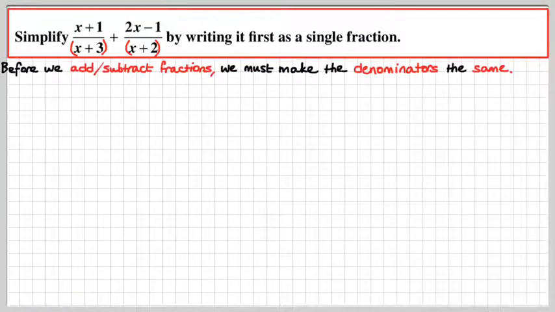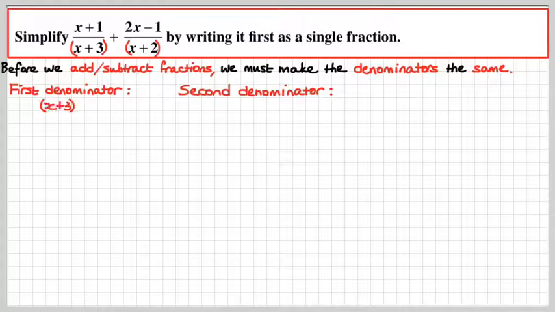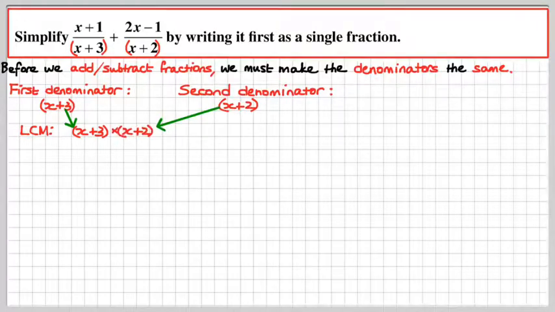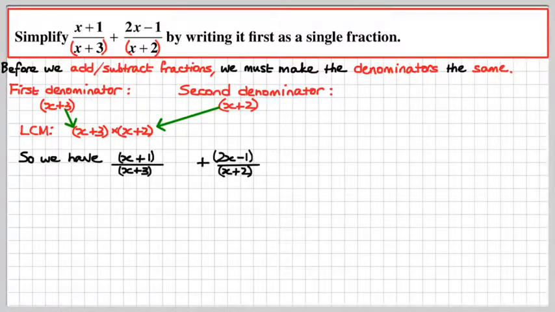So, yes, before we add up and subtract the fractions, we must make the denominators the same. So let's go for it. Here's the first denominator, and here is the second denominator. Okay, so with your LCM, basically you say, well, I'll put all of that term down, and of course over here I'm going to put all of that term down because it's different from the other term that's already down there. So there's our LCM, guys. There is our LCM. So let's go for it now and make the denominators the same.